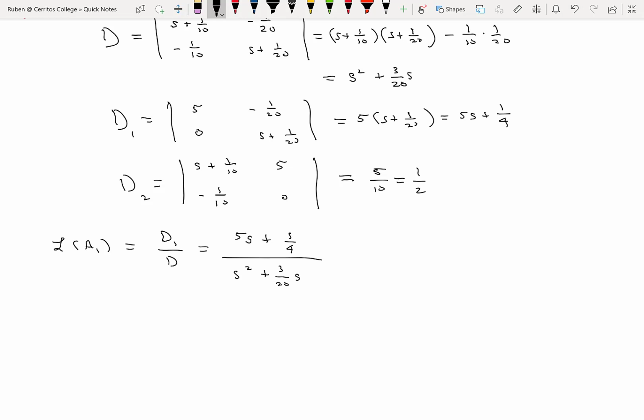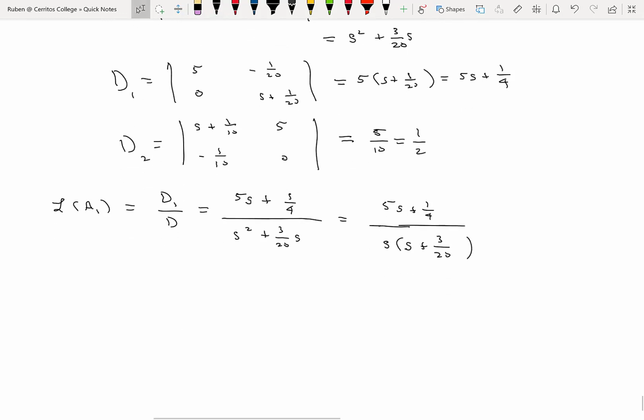If you factor the denominator, you get 5s plus 1/4 over s times s plus 3/20. And that is really screaming out at us for partial fractions. So I'm going to save the partial fractions until after I've gotten the Laplace for A2, and we'll do partial fractions all at once.